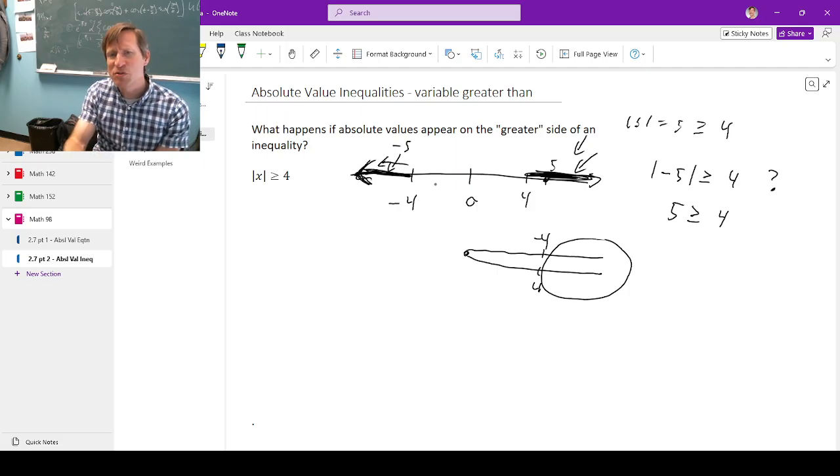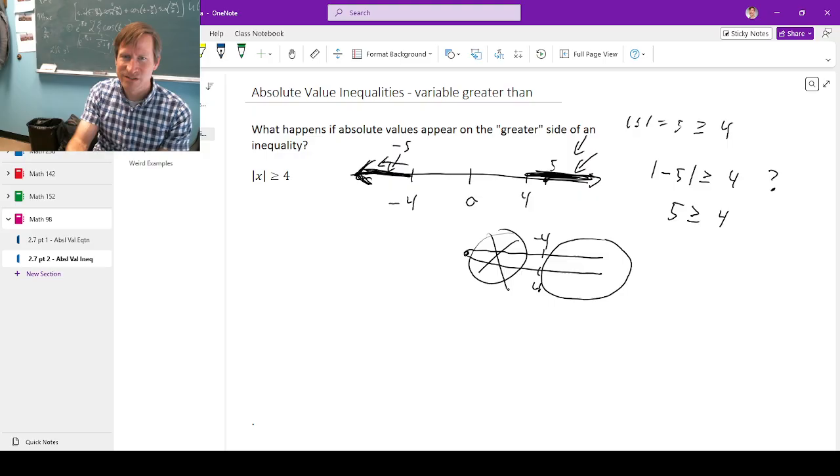What about stuff between minus 4 and positive 4? Well, the absolute value of all those numbers is less than 4, right? So those aren't solutions. So this graph is a picture of all the solutions to this inequality, although, because this inequality is "or equal to," we should put big solid filled-in dots on positive 4 and minus 4.